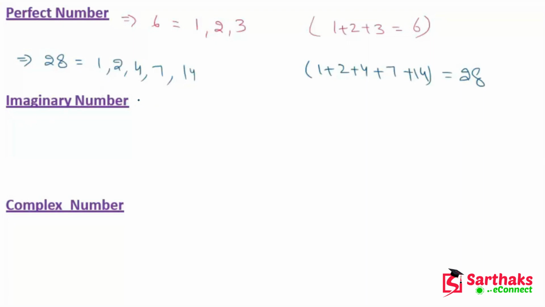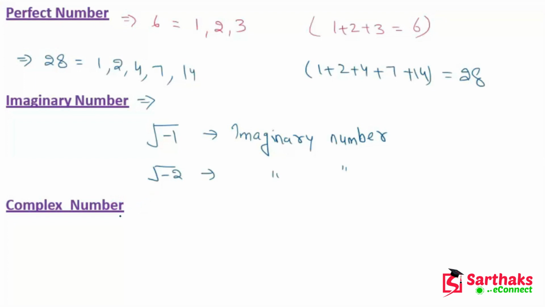So now let's come to imaginary numbers. What is an imaginary number? All the numbers whose square root is negative are called imaginary numbers. For example, the square root of -1 is an imaginary number, and the square root of -2 is also an imaginary number. So the square root of any negative number is an imaginary number.